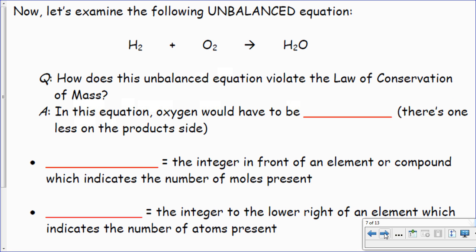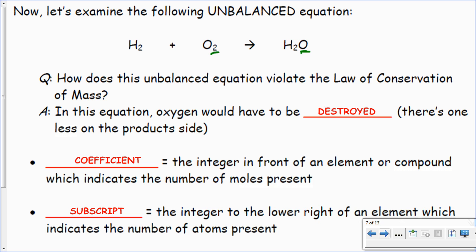So let's look through this problem. How does this unbalanced equation violate the law of conservation of mass? The answer is that in this equation, oxygen would have to be destroyed. There's 1 less on the product side. If we count, we've got 1 oxygen over here, but we had 2 over here. So 1 of them went missing. That's not allowed. A coefficient is the integer in front of the element or compound. It's the number I put out in front, which indicates the number of moles present.